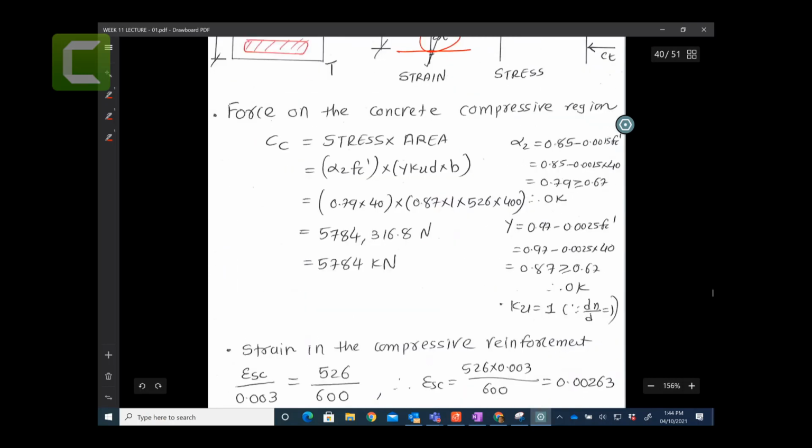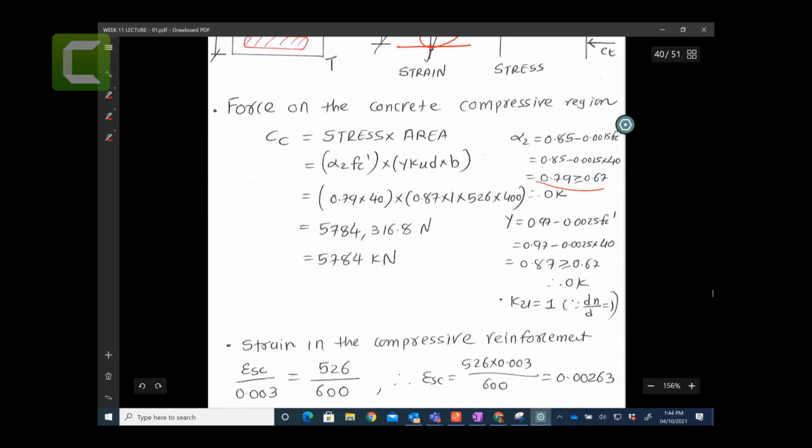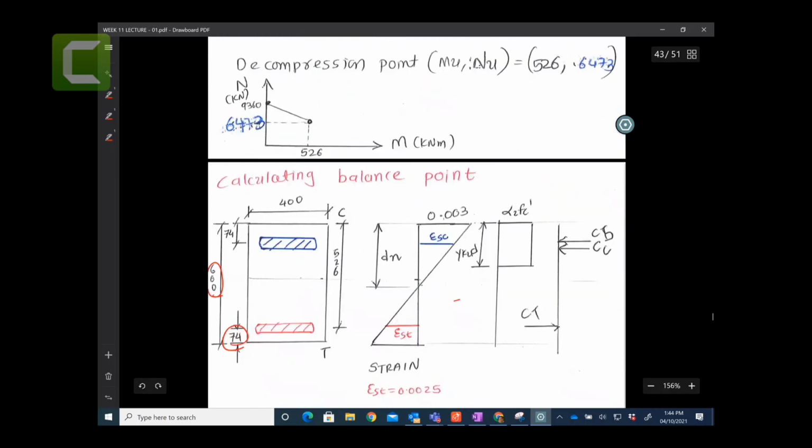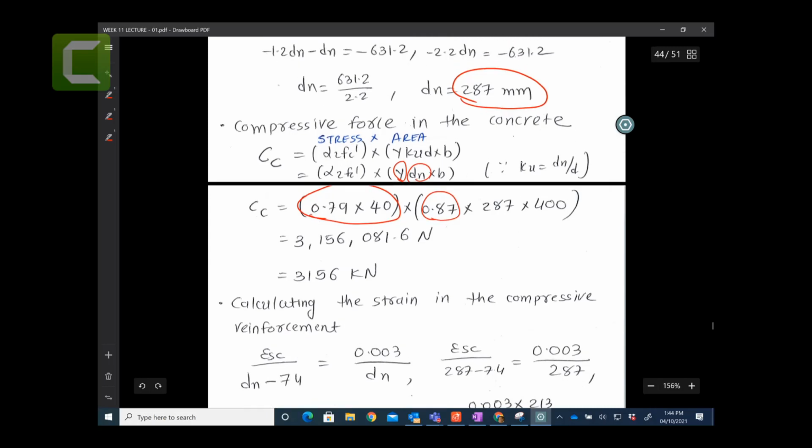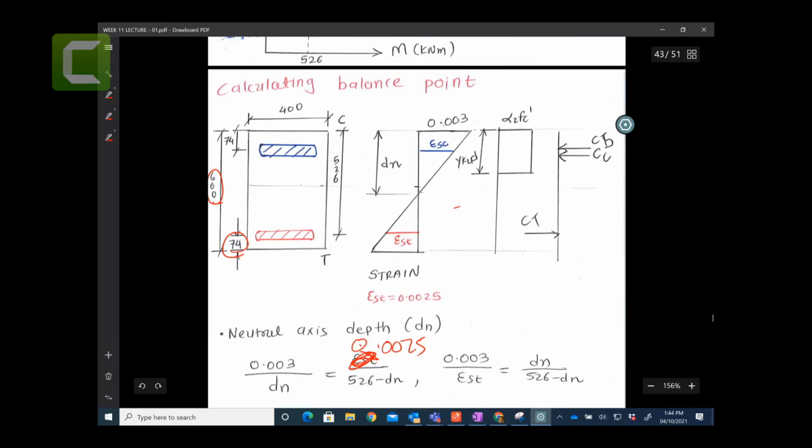Alpha 1, yes, here you go. Alpha 2 we calculated this one, and the gamma value does not change because it depends on f'c only. So 0.79, 40, gamma value we calculated 0.87, dn we know 287 and 400 is the B, right? You know this theory, right?